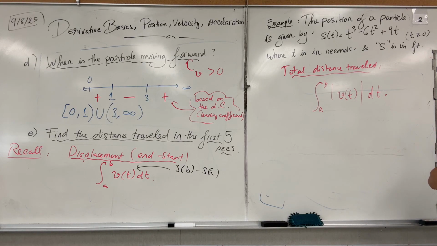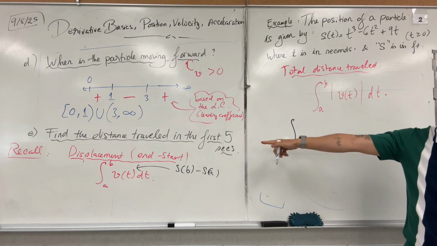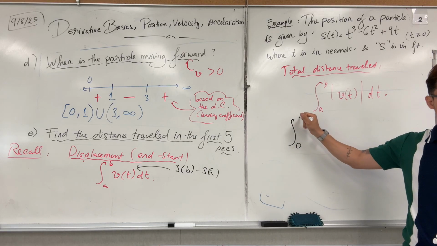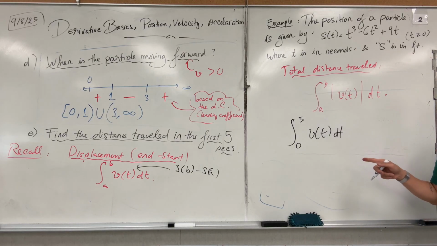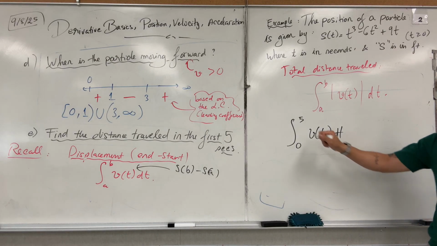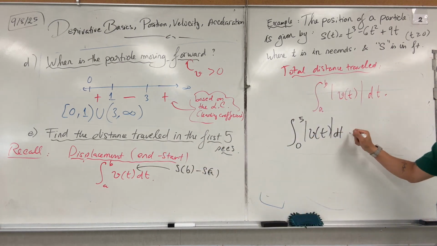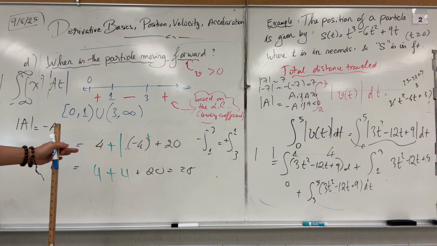So for this problem right here, you're going to take from where to where? They're asking for how many seconds? 5 seconds. So from 0 to 5. Is v(t) correct? Why not? You need to have the absolute value because they're asking about the total distance traveled. Okay, so what do you have? How long do you still have? Okay, one last question. Maybe 4 minutes.